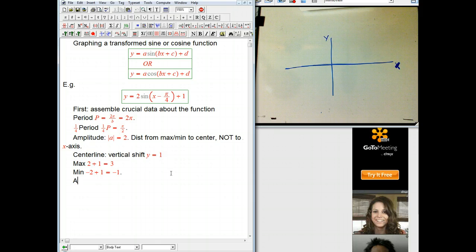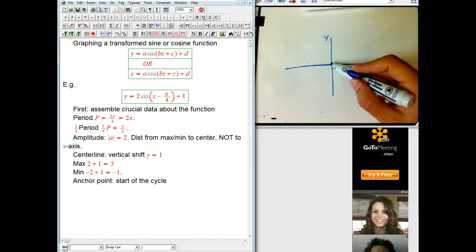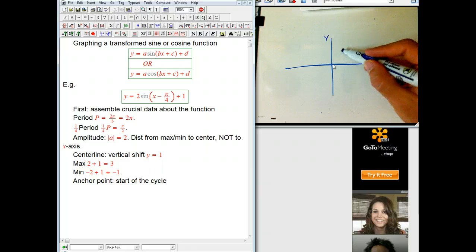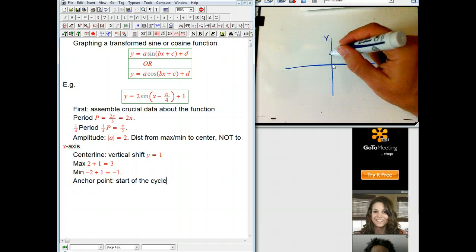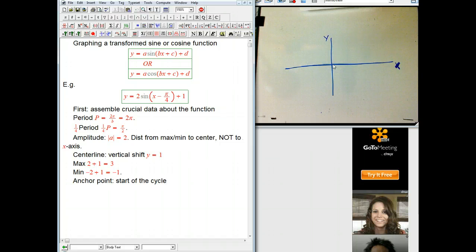Okay, and then the last thing is, where's the anchor point? That's what I call the start of sort of the fundamental cycle. If we think of this as a standard sine function shifted around, it's where the origin ends up. So for a sine function, the sine goes through the origin here, and if I shift it right or left, up and down, that point is going to end up somewhere else, and that's the anchor point. For a cosine function, it's a little different. There, the anchor point is still x equals 0, but would be y equals 1, and then that gets shifted. That's in the other example.